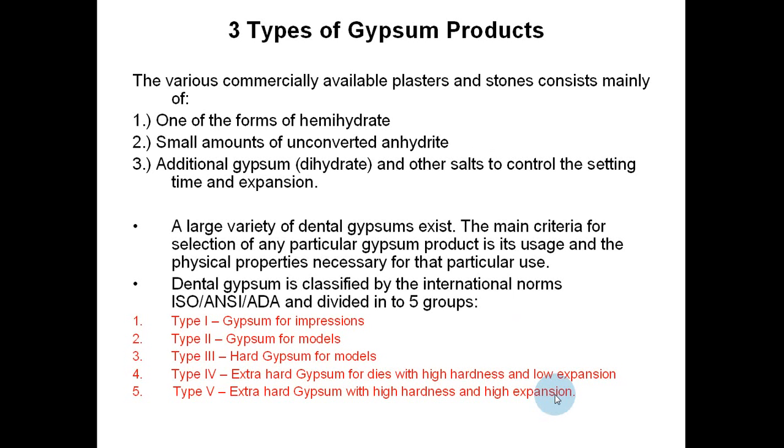Type 1. Gypsum for impressions. Type 2. Gypsum for models. Type 3. Hard gypsum for models. Type 4. Extra hard gypsum for dies with high hardness and low expansion. And Type 5. Extra hard gypsum with high hardness and high expansion.